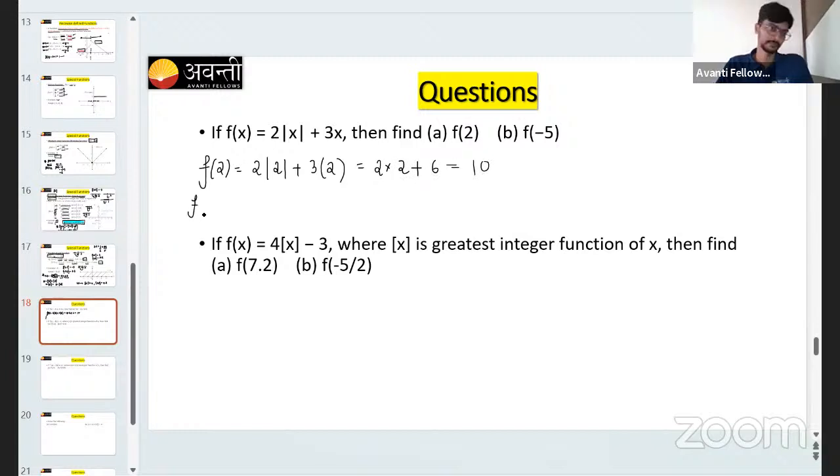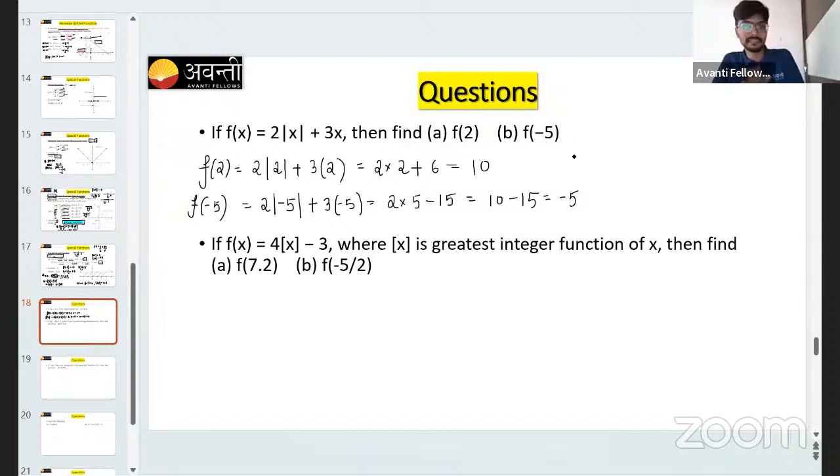Second, they have asked f of -5. So f of -5 is 2 into mod of -5 plus 3 into -5. Now, what is mod of -5? It is 5 itself, because modulus always gives a positive answer. So 2 into 5 is 10, minus 15, which is -5. I hope it is clear. Let's take the next example.